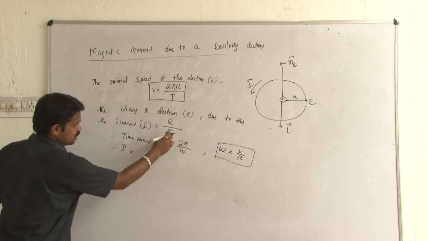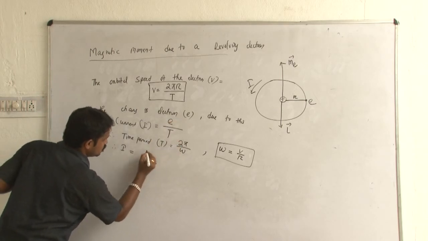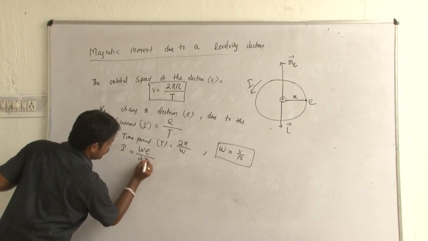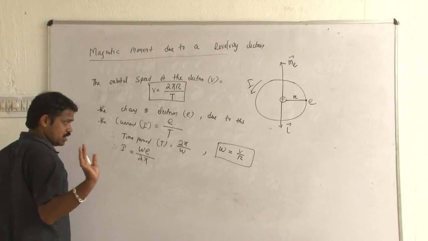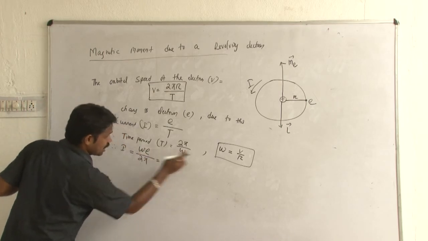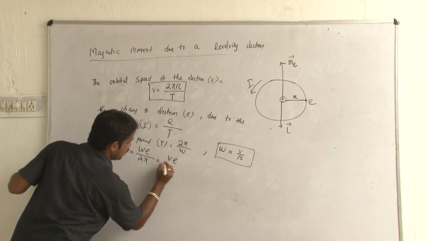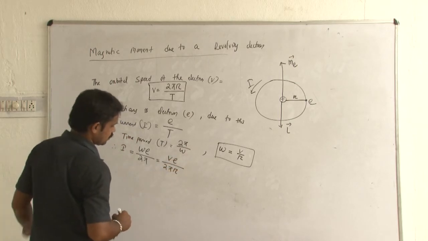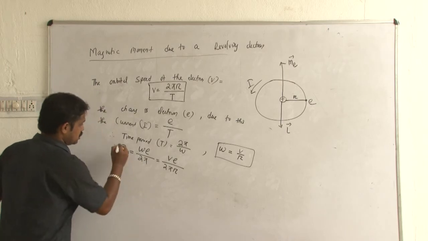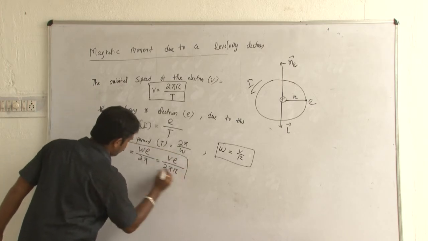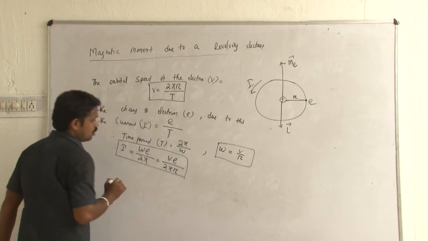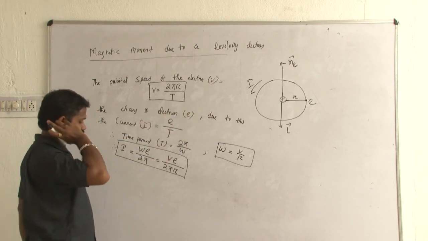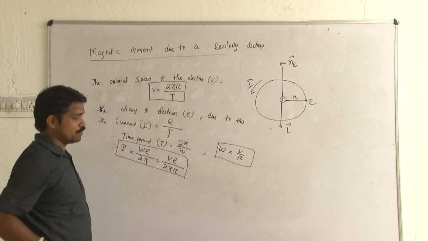So I can write directly that I is the charge over T. In place of T, what do I have to put? Now e omega divided by 2 pi. Clear? Now again the omega value is v by r. So I is equal to v e divided by 2 pi r. Understood all of you? This is the amount of current flowing in this orbit due to the motion of the charge. Clear all of you?